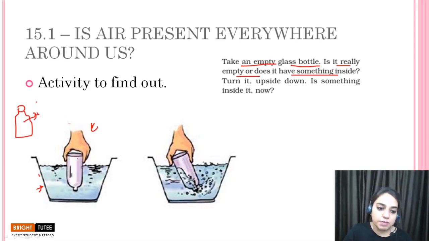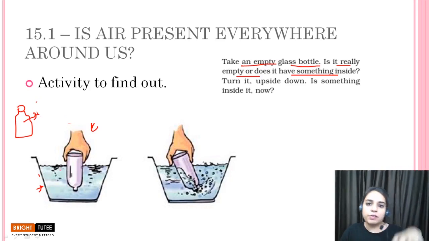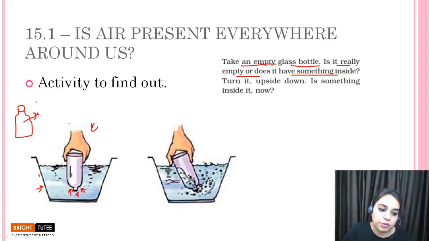We have turned it upside down, and children, when you are pushing it inside the container of water, you will feel certain pressure from the water, and it will be really difficult for you to stick it in water, and you will observe that no water enters this bottle. Why children? Why can water not enter this bottle? Because this bottle is already full of air.